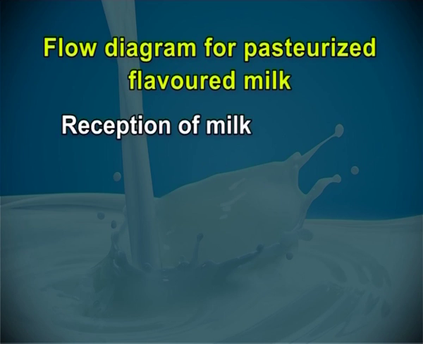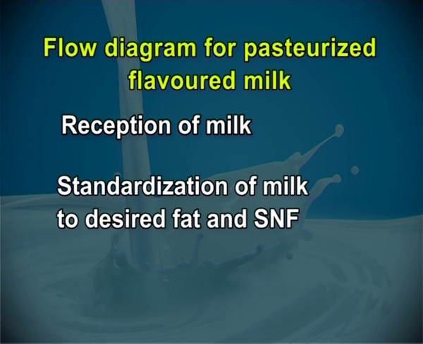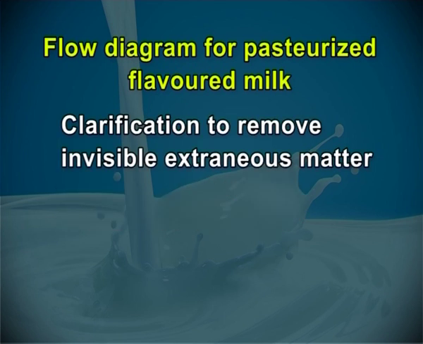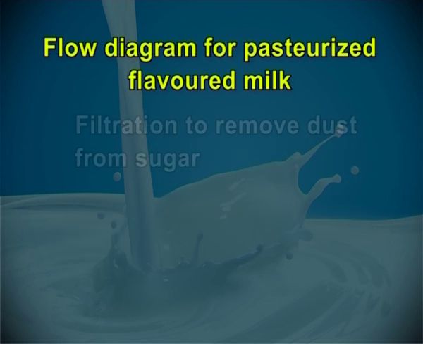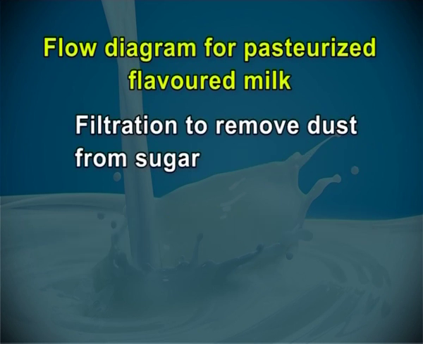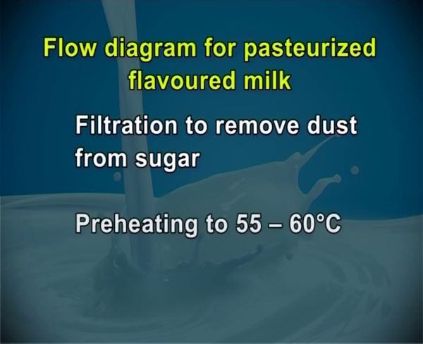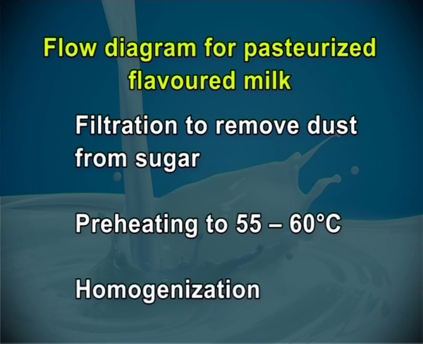Reception of milk. Standardization of milk to desired fat and SNF. Clarification to remove invisible extraneous matter. Addition of sugar, that is 8 to 10% of the milk. Filtration to remove dust from the sugar. Preheating to 55 to 60 degrees centigrade.